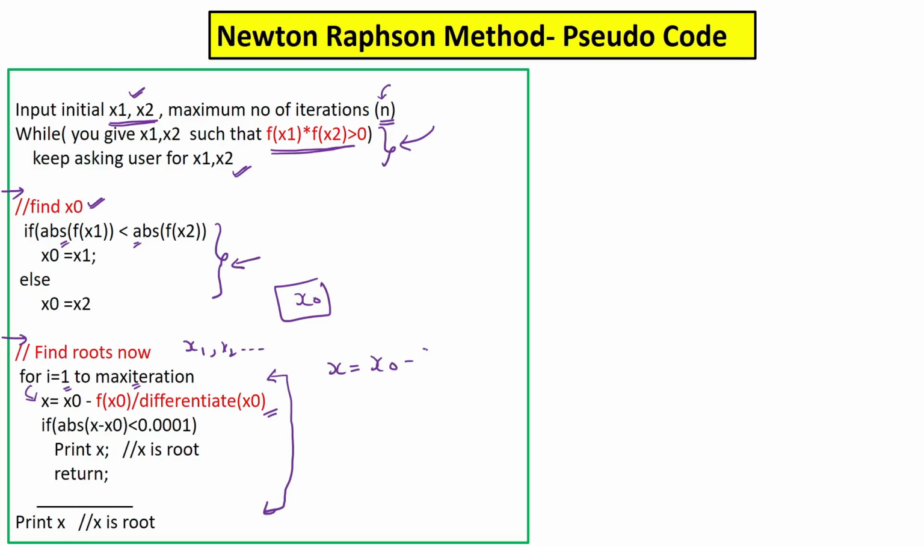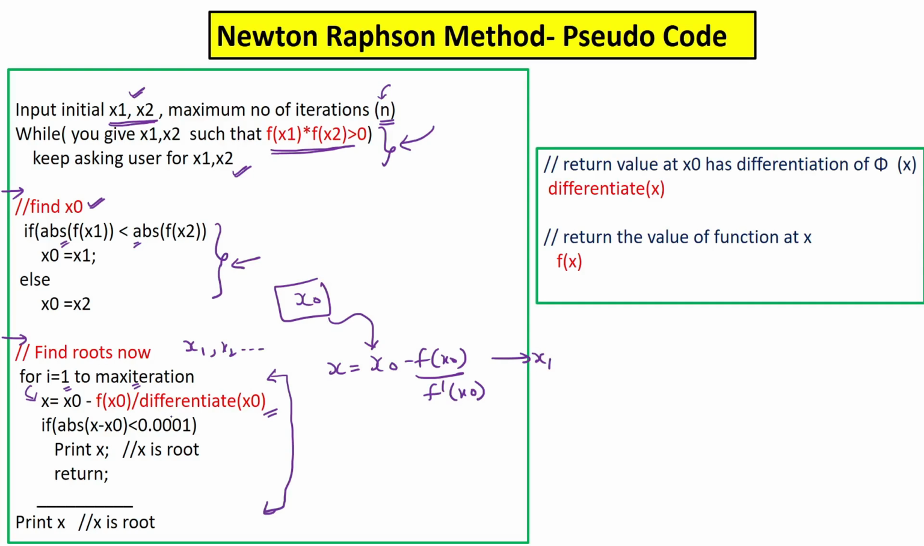x will be x0 minus f of x0 upon f dash of x0. So we will use this x0, and you can say that this is actually x1. Now what is this f and what is this derivative? This f is a simple function. You can see this will be a float function, and this will have our equation. For example, return, and let's say we have the equation x cube minus 3x minus 5. So it will give us the value of the function at the given x point.